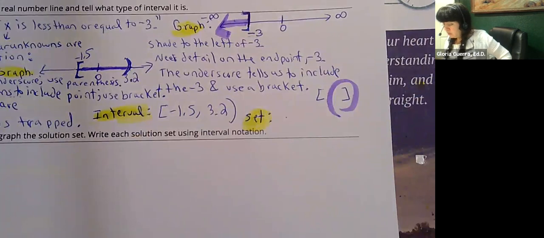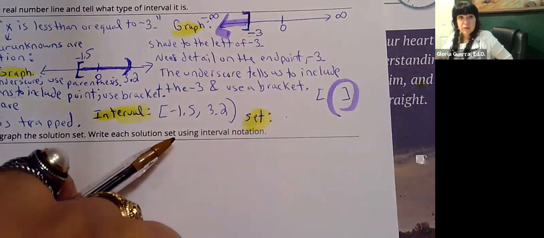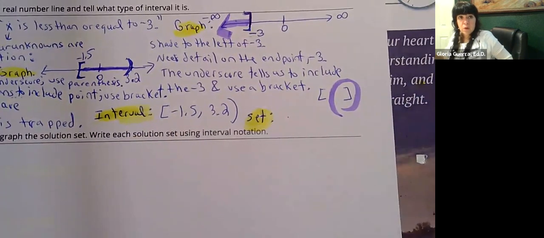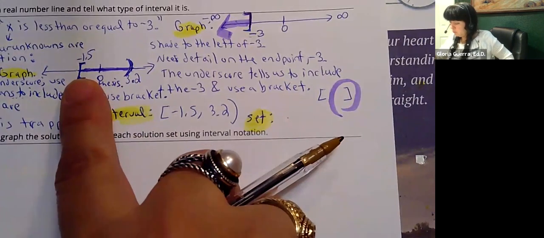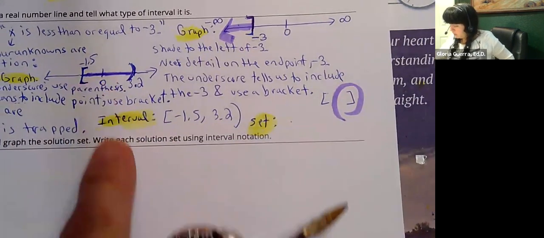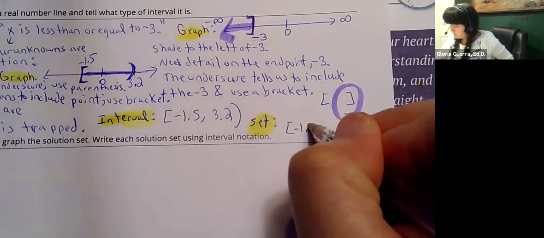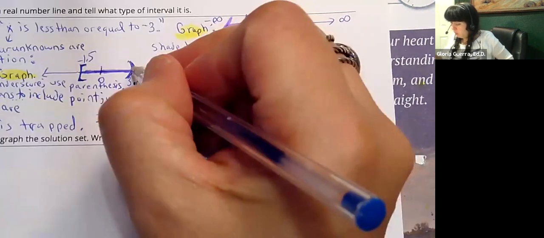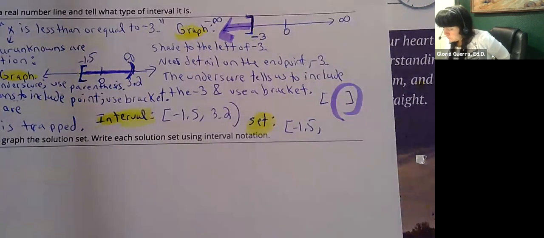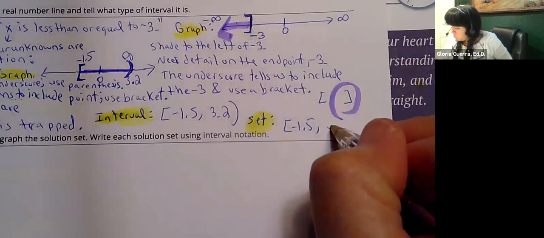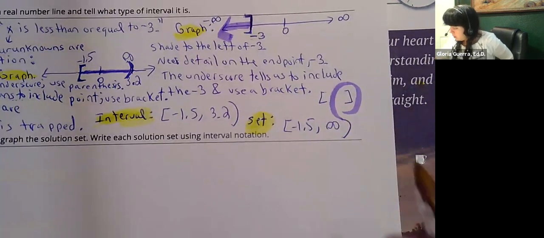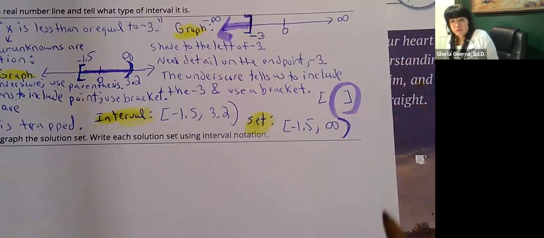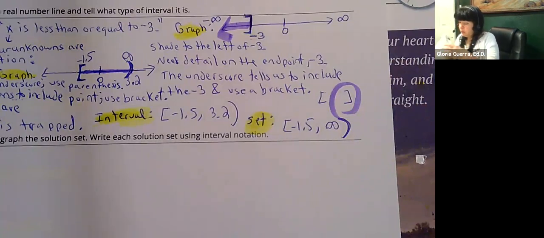Remember the negative 1.5 was included. It had the little bar there, and it also included the point. So you have bracket negative 1.5. Then it goes all the way to infinity right here, and all infinities use parentheses. But there you have your pieces: your graph, your interval, your set notation.